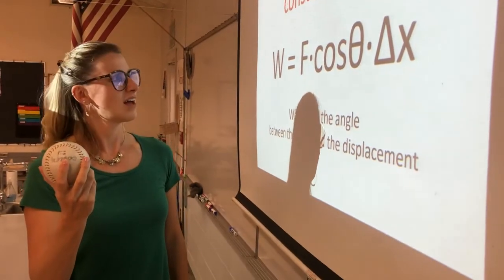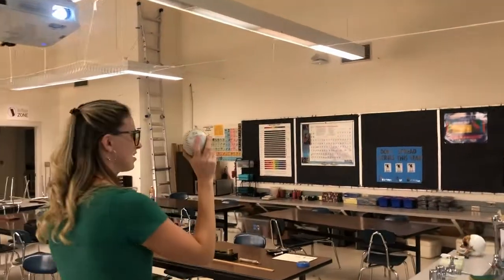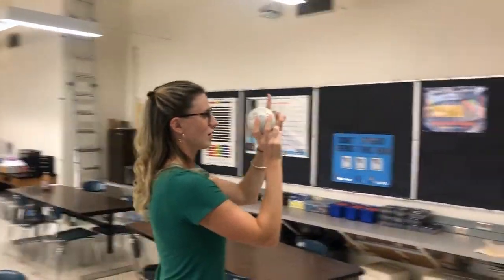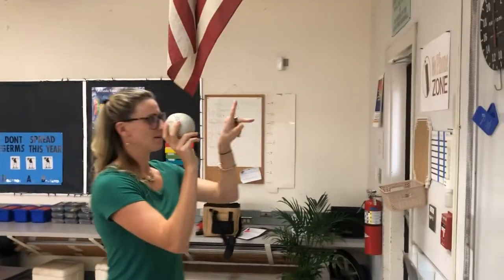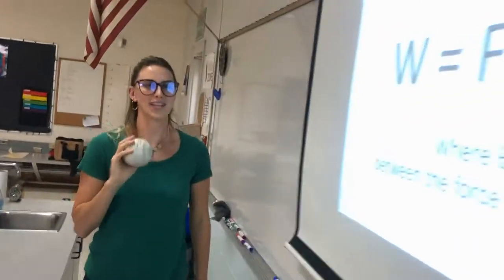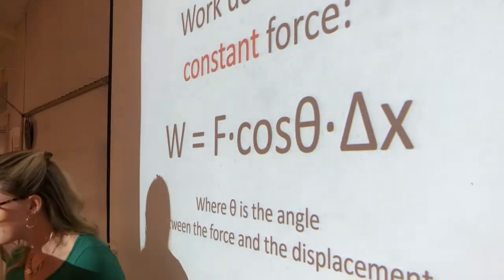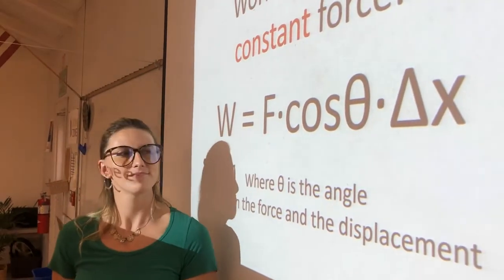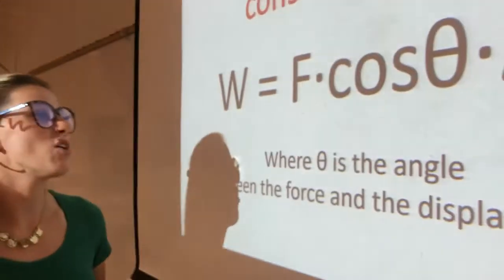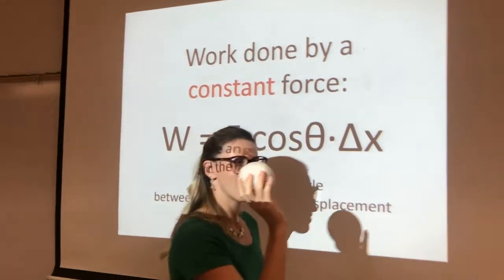What was that other thing you did? Force is up. What direction am I going? Horizontal. What angle is that? Looks like 90 degrees to me. Cosine of 90, pick up your calculators, boys and girls. What's the cosine of 90? It's 0. So we don't do any work when we move horizontally.